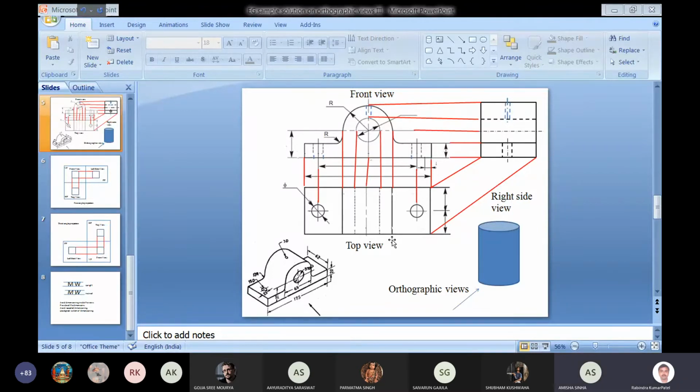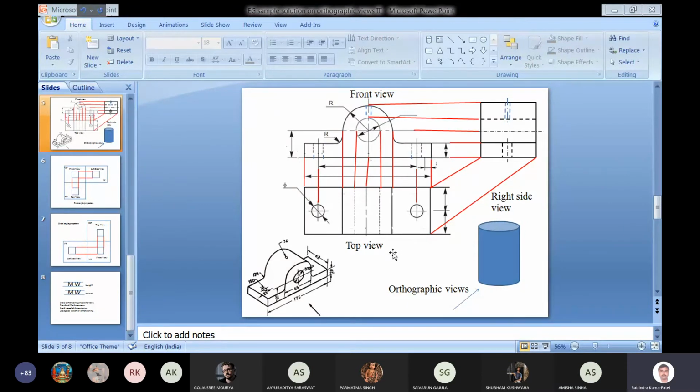Okay, sir. And one more thing, whenever we consider holes, we always consider them as through holes only? No, if it is not given, you can assume a through hole, and if it is given, then you can consider a blind hole or other type of hole. So if it is not given, you can consider a through hole. So here all the four holes are through holes, right? Through holes, yes. Okay.